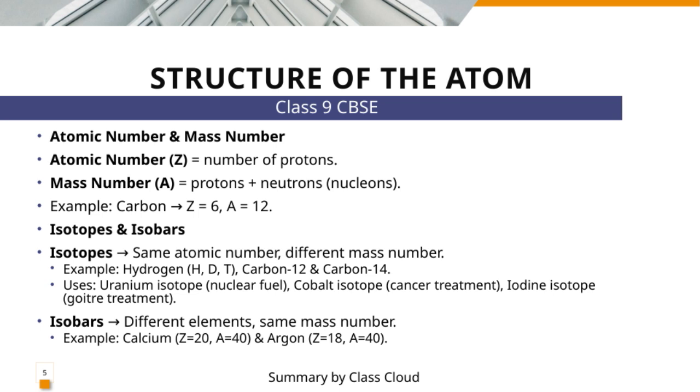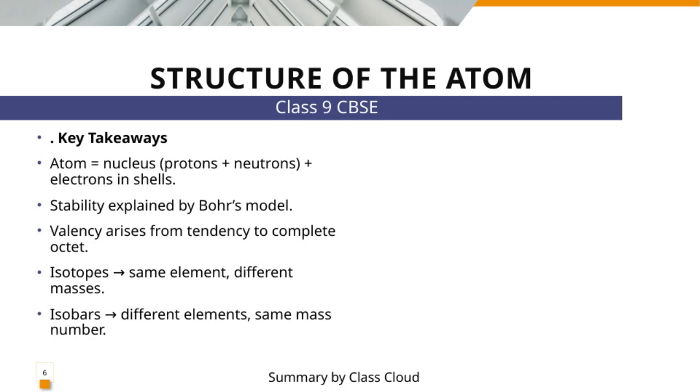and physics. Let's go through the key takeaways about the structure of the atom. First, the atom consists of a nucleus, which is made up of protons and neutrons, and electrons that orbit in shells around the nucleus. This basic structure is fundamental to understanding atomic behavior. When we talk about stability, Bohr's model provides a clear explanation. It shows how electrons occupy specific energy levels, which helps us understand why atoms are stable under certain conditions.